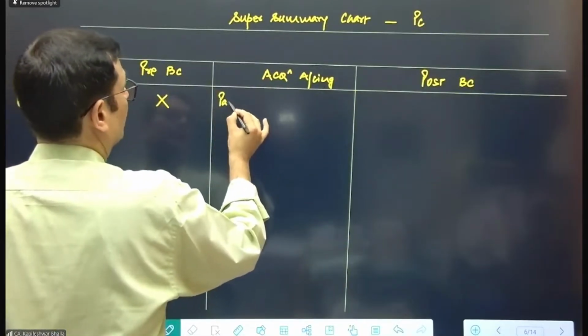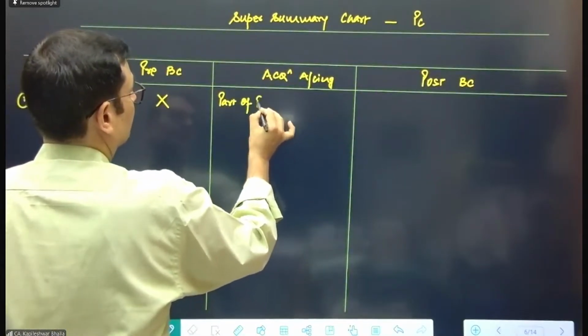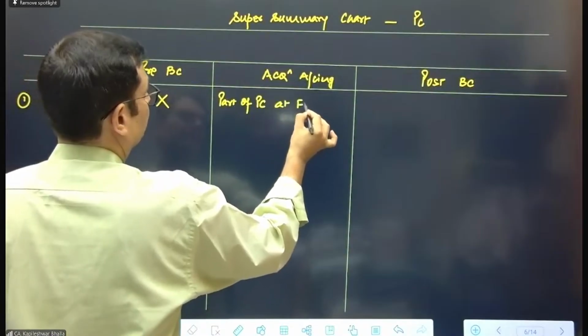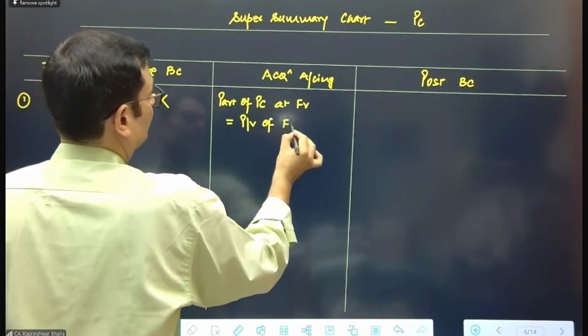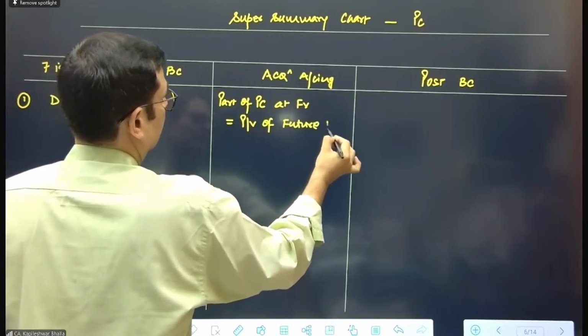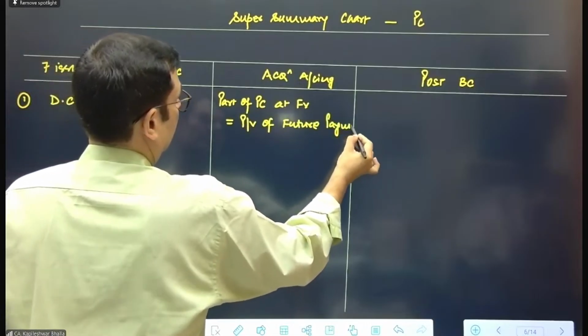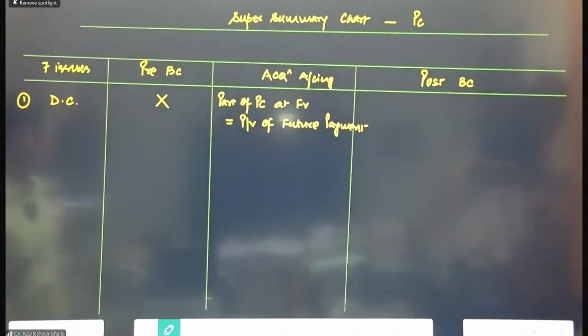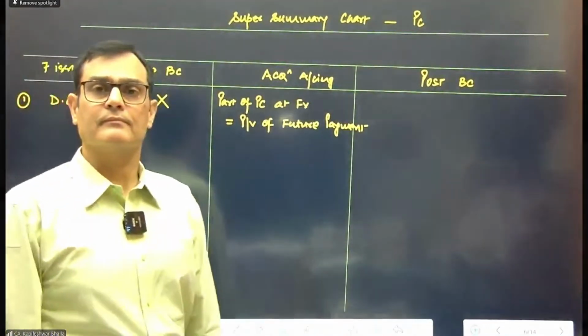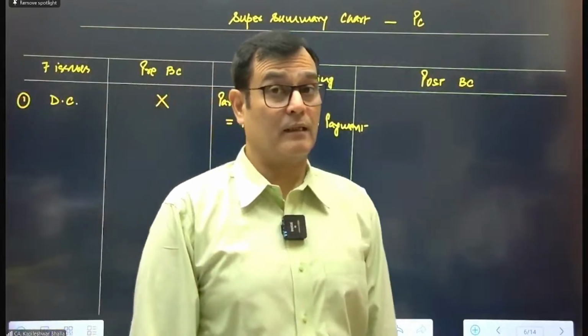So it is a part of PC at fair value, which is equal to the present value of the future payment. Now tell me any impact on the post-business combination. I gave that yesterday as well.